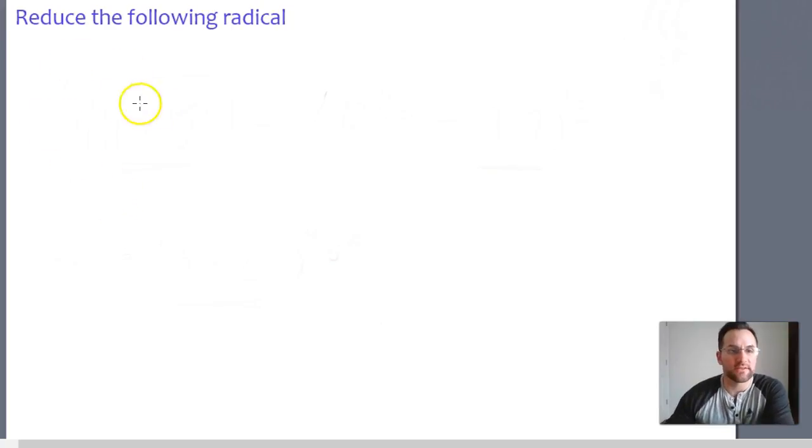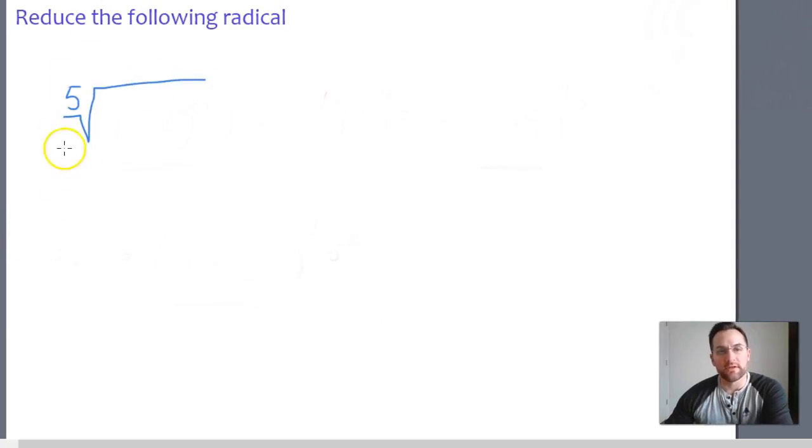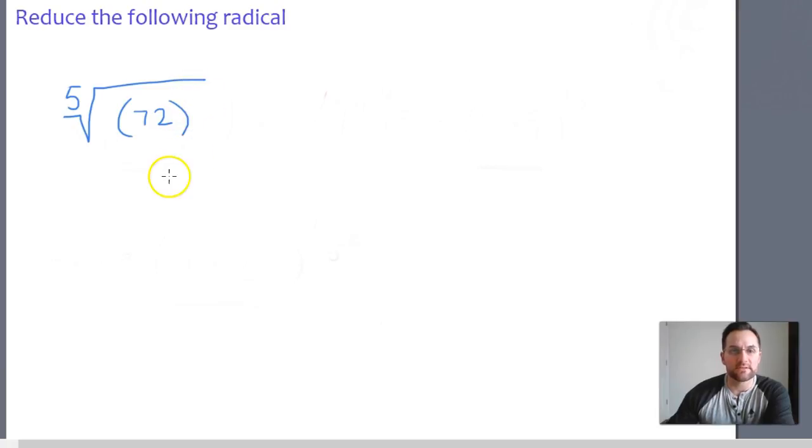Hey gang, alright, check this out. We're going to work on a fifth root problem. So index 5 to the radical. So the index root or the principal root is 5. And our radicand is going to be 72 in parentheses. And then just outside that, we're going to take it to the power of 4.